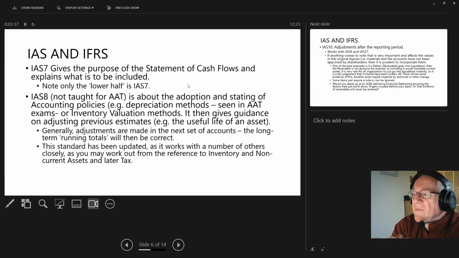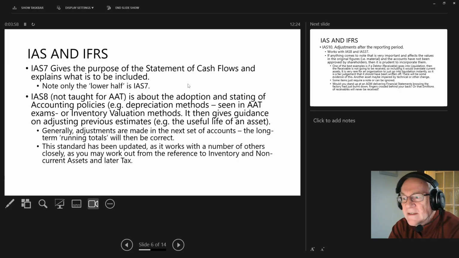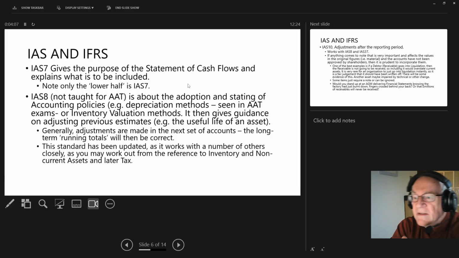Inventory valuation methods that you use, and then also estimates, and actually I haven't put on here also how to correct for errors made in the previous years. So generally speaking, adjustments are made in the next set of accounts. Of course, if it's found out before the accounts are accepted, IAS 10, the next one, applies. We can correct it and update it.